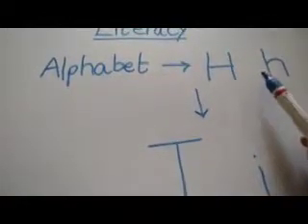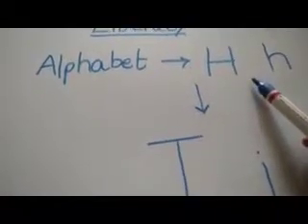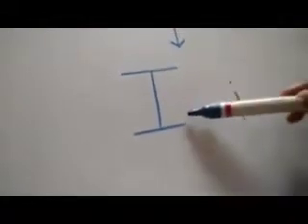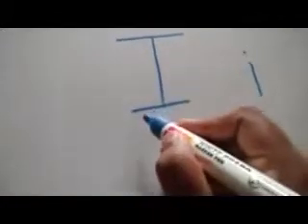learn the alphabet that comes after H. So which alphabet comes after H, children? I, right? Uppercase I, capital I, and lowercase alphabet I, small letter I. Okay? So today we are going to practice the alphabet I.